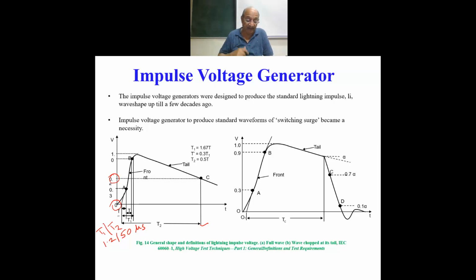Between points A and B on this schematic of the wave shape, a tangential line is drawn, and where it meets the time axis, from there to the 90% of the peak value. This is 0.09.